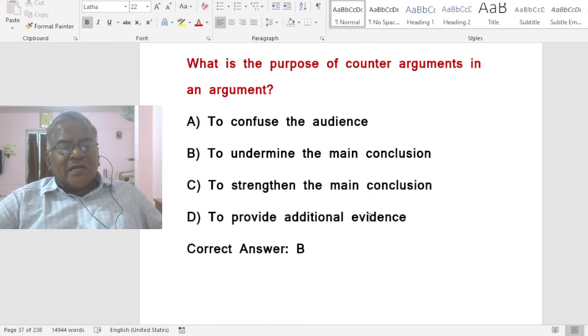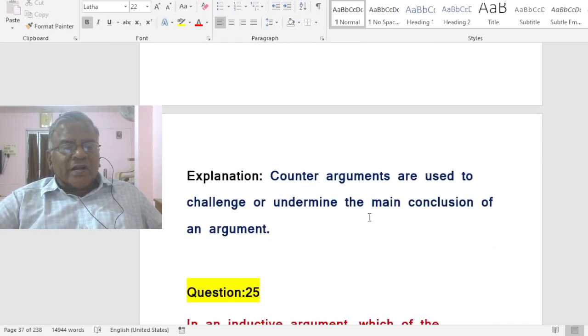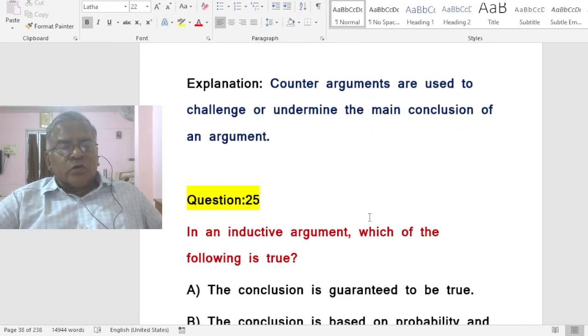What is the purpose of a counter argument in an argument? We have already seen that. That is to undermine, to weaken the main conclusion. That is called a counter argument. We already explained that counter arguments are used to challenge, undermine or weaken the main conclusion of an argument.